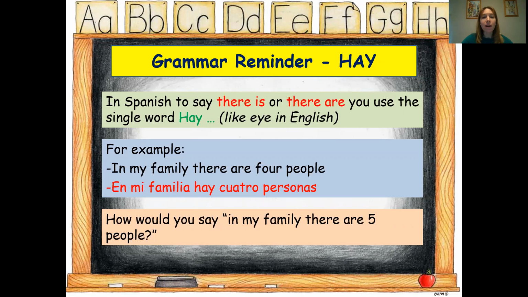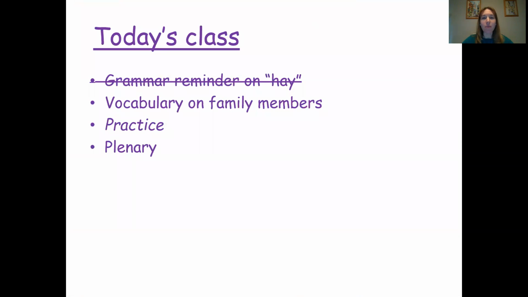So for example, in my family, there are 4 people. En mi familia hay 4 personas. So, bearing that in mind, how do you think you would say in my family there are 5 people? That's right. Hopefully you got that. En mi familia hay 5 personas. So I would like you now to pause this video so you can write that down in your books. Excelente. Muy bien. Continuamos. So that's our grammar reminder done.